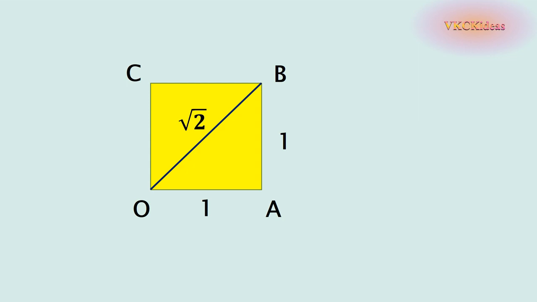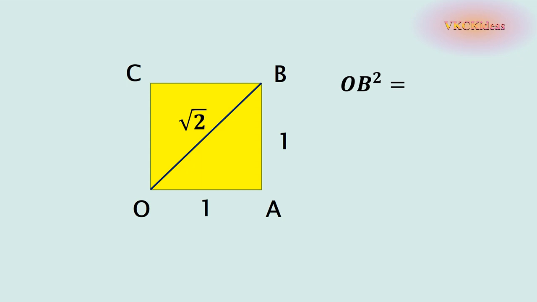Look at this triangle OAB. What kind of triangle is this? Yes, you are right. This is a right angle triangle. On the right angle triangle, we have a very famous theorem, Pythagoras theorem, that says the square on the hypotenuse, that is OB square. One thing you should know, OB is the hypotenuse because it is opposite to the 90 degree.